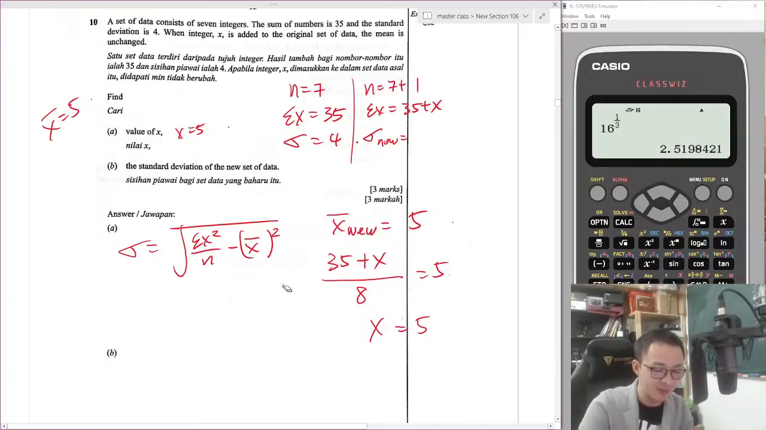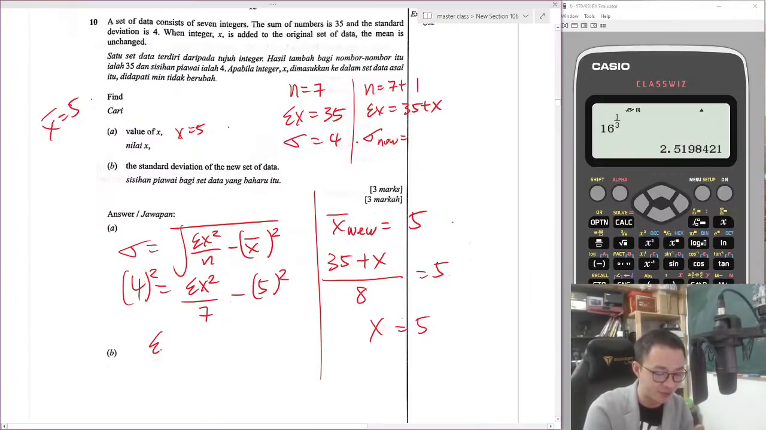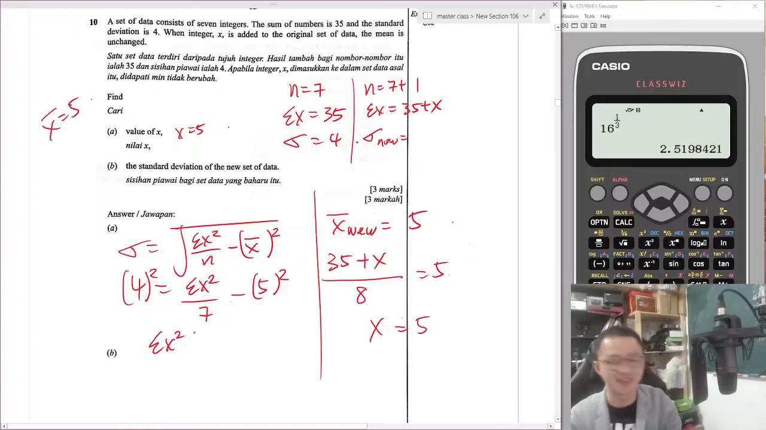Alright, my standard deviation here is 4. Square root move here will become square. Sum of x squared I do not know, I want to find. This is 7 minus mean is 5 square. So from here, I should be able to get my sum of x squared by solving that equation.